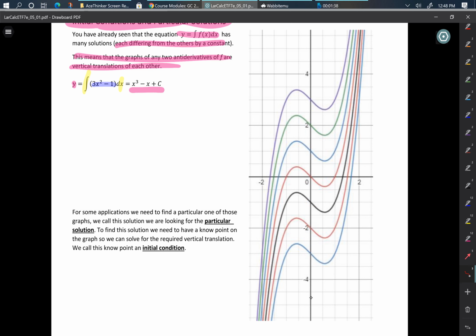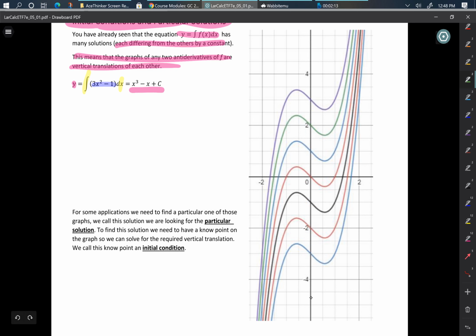Right? Now, for some applications, for some problems, what we need to do is find not the entire family of solutions that we're looking at here, but one of those solutions. We need a particular solution. But in order to find the particular solution, in order to find the graph that we want here, we have to know a point that graph passes through. And that idea of knowing that point to give us the proper vertical translation is the idea of knowing an initial condition for our function.